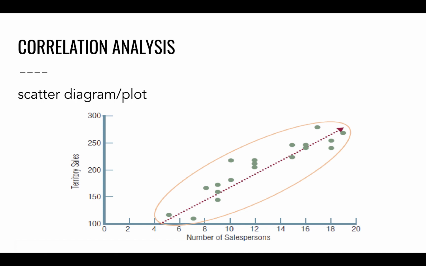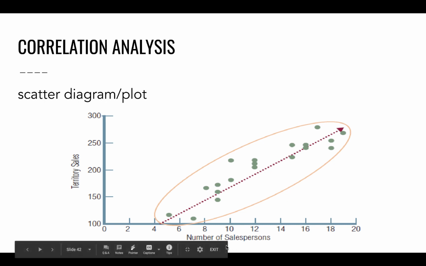Now, correlation analyses can be visualized in a scatter diagram or scatter plot. In this case, we have a relationship between number of salespeople, so how many salespeople are on a team, and territory sales, so absolute sales. So what you have here is a scatter plot showing all sorts of different dots. All of these dots right here are true data points.